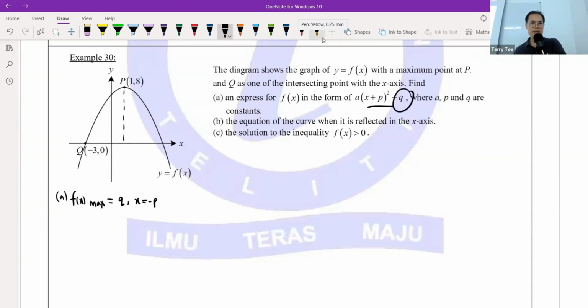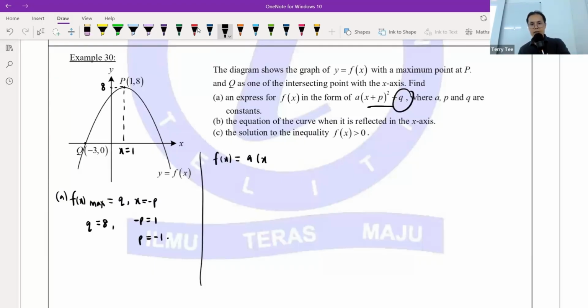Everyone, this is x equals 1. This is now your y value. Your y is 8. So you can see that your maximum value q is 8. At the same time, your axis of symmetry is x equals 1, right? Your -p is now 1, so p is now -1. Now I got my p and my q. Let us take these two values and sub inside. Why must I sub inside? Because I need to find my a value. My p is -1, so I put -1 here, squared. q is 8. I want to find a.